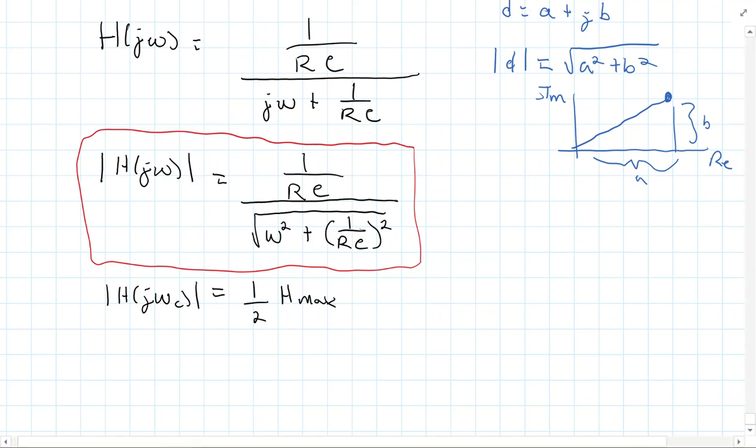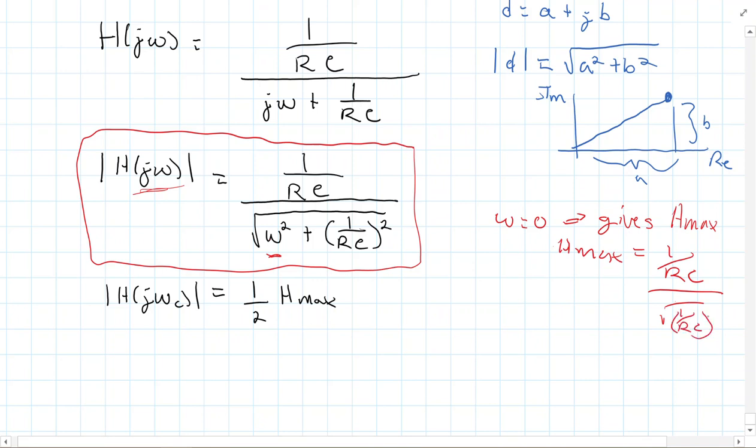Well, the bigger omega gets, the denominator is going to get bigger, which is going to make this smaller. So if this was 0, that would make this the biggest it can possibly be. And so if omega was 0, that gives H max, and so that would just mean that H max is equal to 1 over RC divided by the square root of 1 over RC squared, which we can quickly see is just 1.